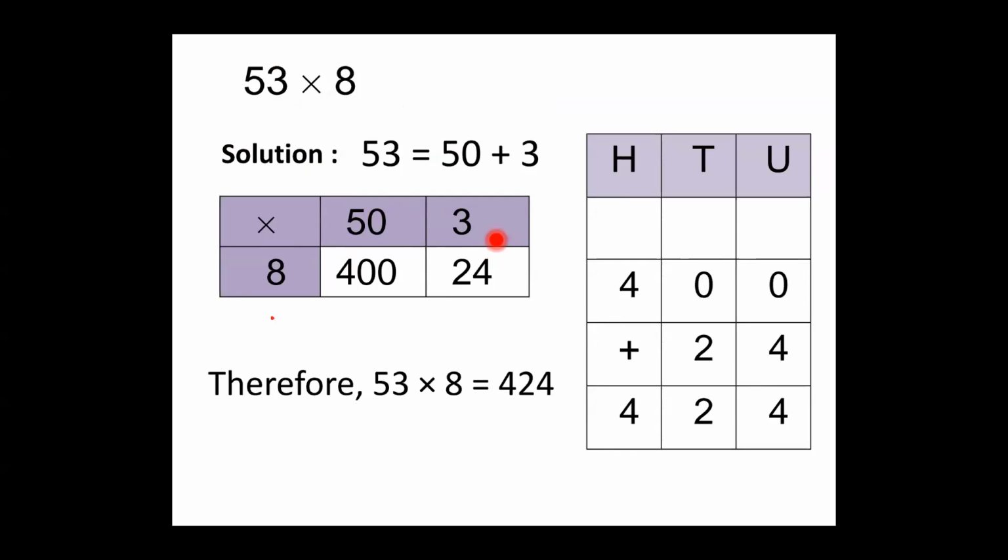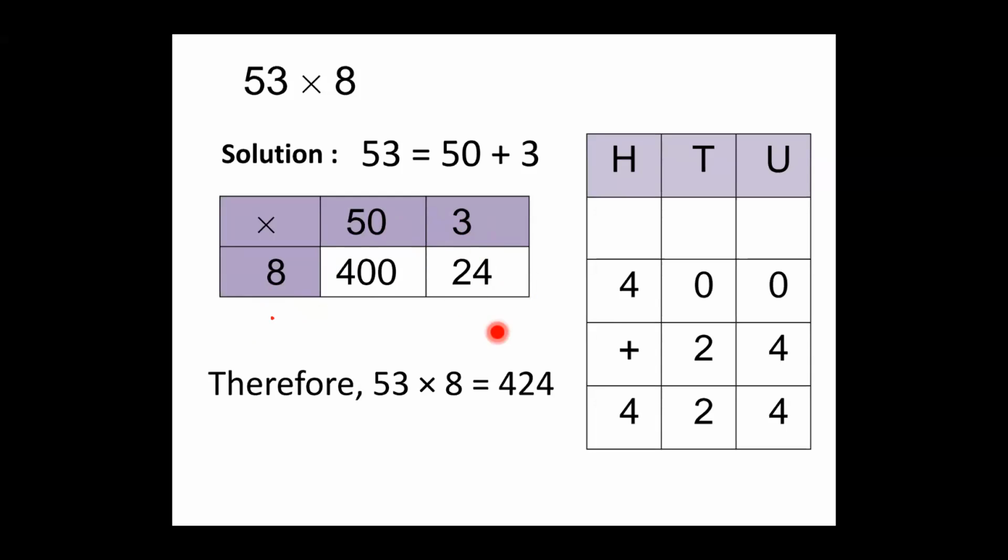Which number are we going to multiply? We are going to multiply by 8. So 8 multiplied by 50. 8 zeros are 0, 8 fives are 40. So that means 50 multiplied by 8 is 400. Then in the next column, 3. So 8 multiplied by 3 is 24. Now we have received the numbers 400 and 24.